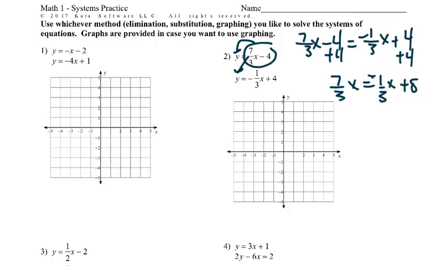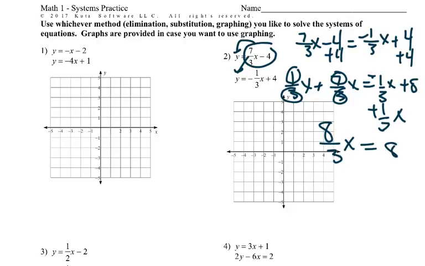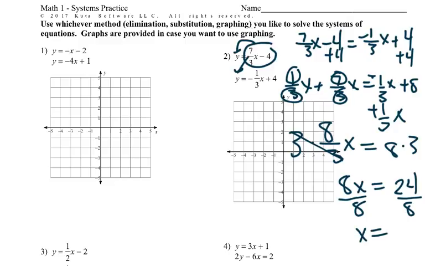Then I could add 1/3 x. So we've got the same denominator, so 1 plus 7 would be 8/3 x equals 8. To get rid of my fraction, I times by 3. That becomes 8x equals 24. Divide by 8, and x equals 3.